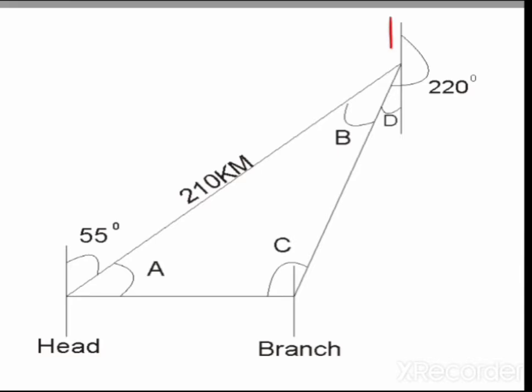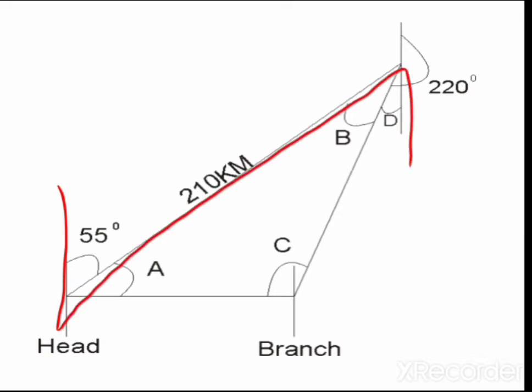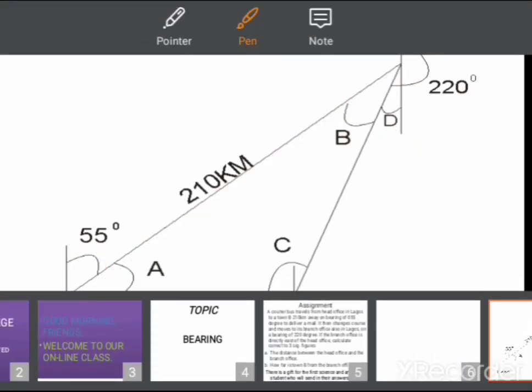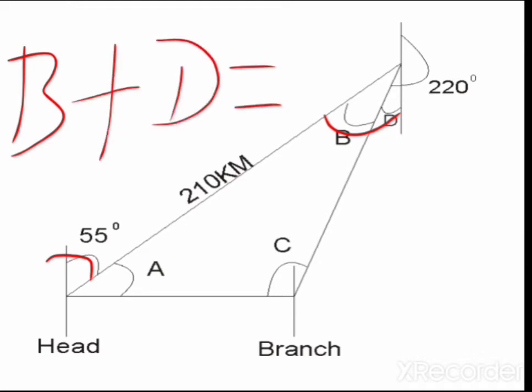This is a straight line, and this is another straight line, and both of them are parallel, and this is a transversal. So what we have here is an alternate angle. This angle is alternate to this, so this angle is equal to this angle. So B plus D is equal to 55 degrees.